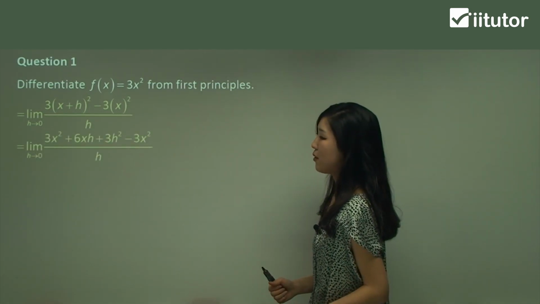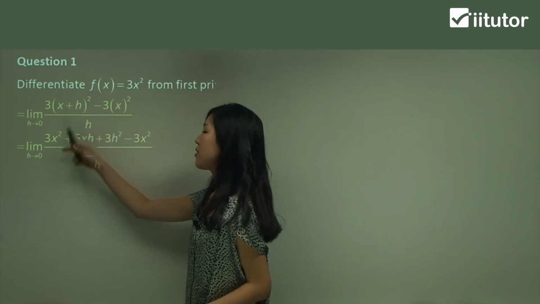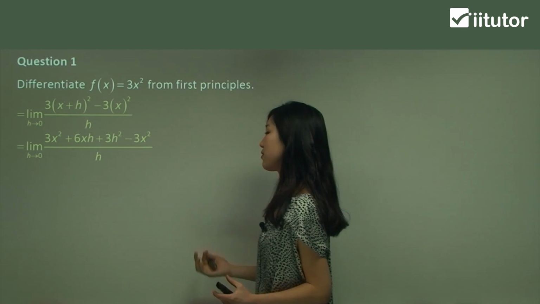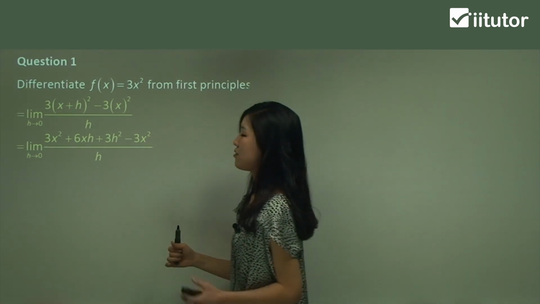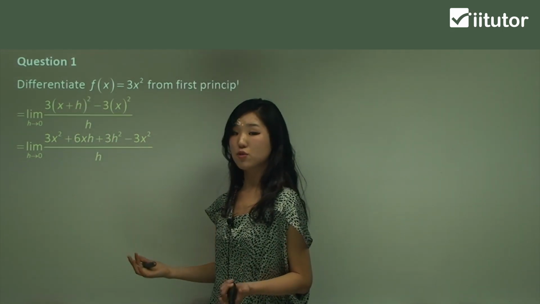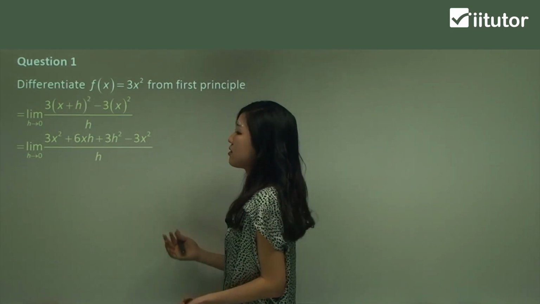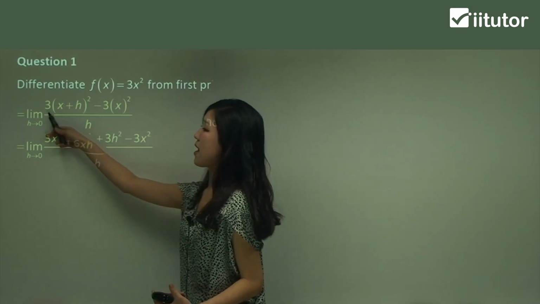Now let's expand it all out. 3 times (x plus h) squared becomes 3x squared plus 6xh plus 3h squared. Guys, if you like, you can add some extra steps in. You don't have to do everything at once. Try expanding (x plus h) squared first, to get x squared plus 2xh plus h squared, and then on your next step you can expand with the 3.